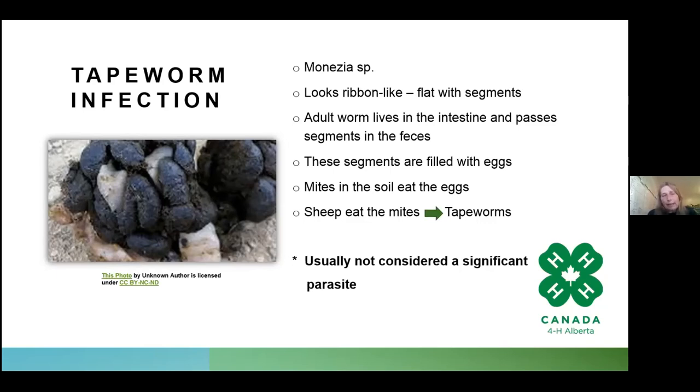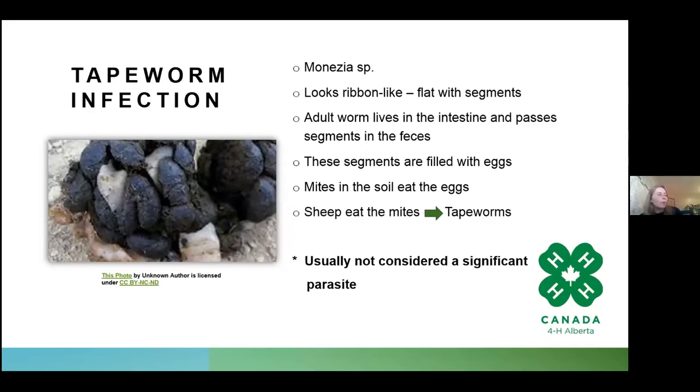So all these segments can be then separated. When we see a lamb or sheep infected with tapeworms, the little segments get released and passed into the feces. And so that's what this picture is showing. It's showing you sheep poop and then little segments of tapeworm. Each of those segments of tapeworm has thousands of eggs. So this is how this tapeworm is shedding its eggs.